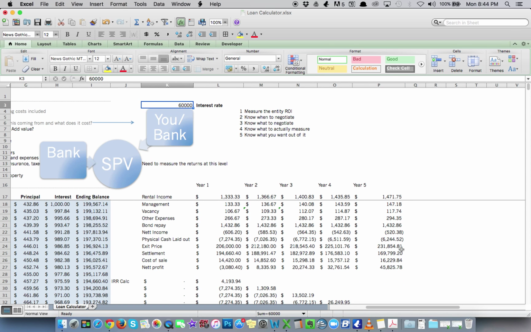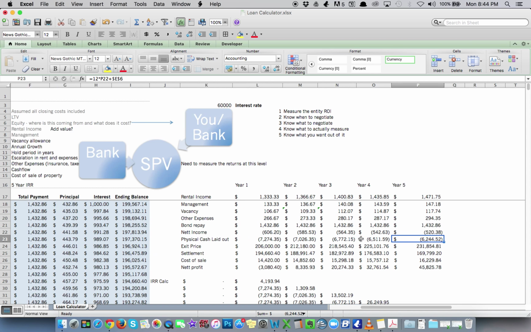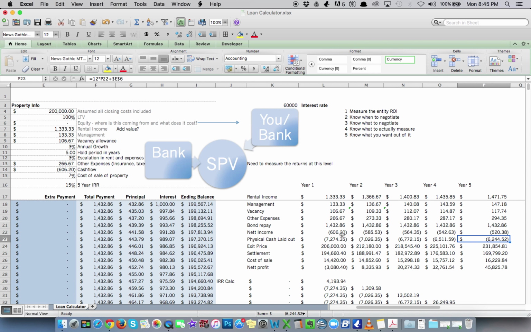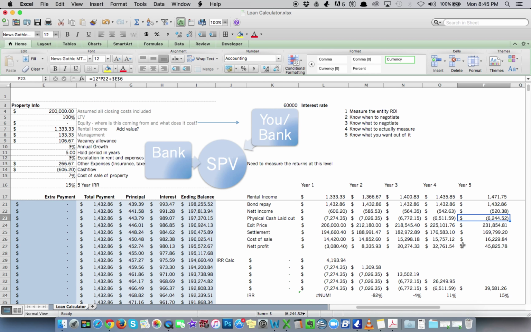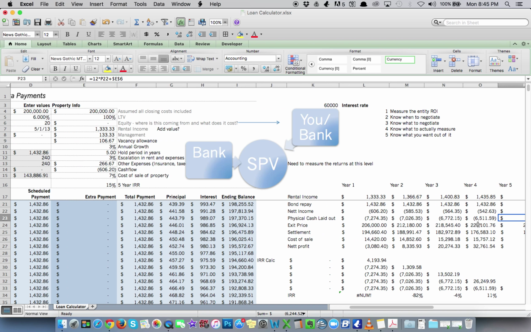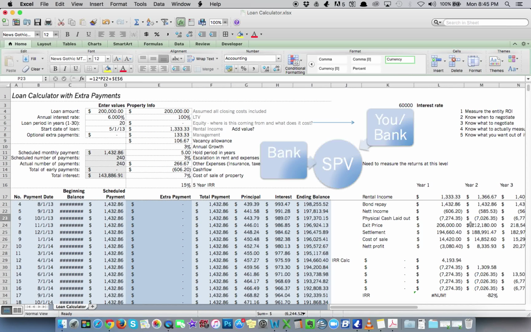whatever it was, $6,244 in order to meet its demand. So its money grew at 15% a year, which is quite good.